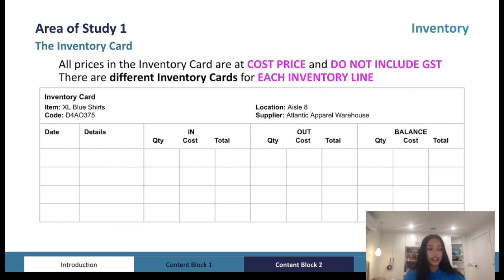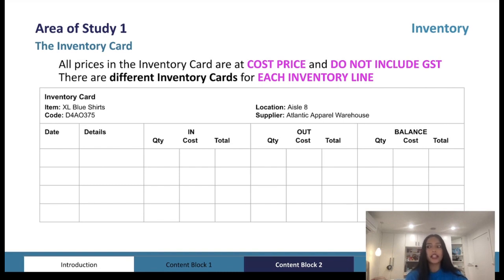Okay, this is something that is super important when it comes to inventory cards. It's really important to note that all prices in every single inventory card are cost prices, and they don't include any GST. And again, there are different inventory cards for each inventory line. So it's really important that you remember that when we are entering transactions in the inventory card, we always enter cost prices, never selling prices.